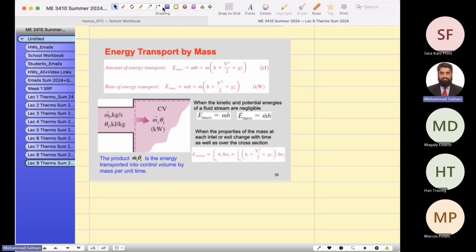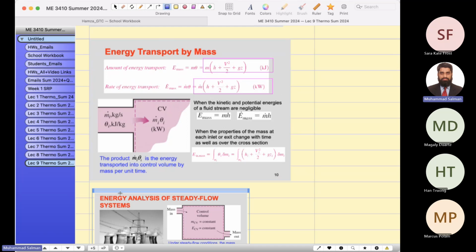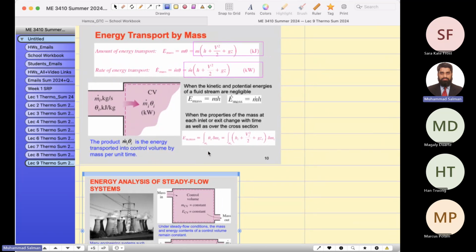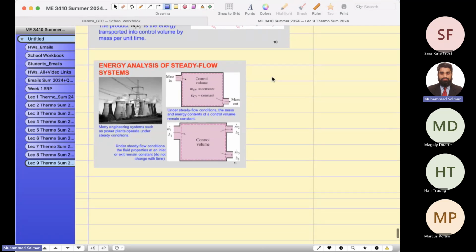Now look, energy transport by the mass: this is the mass, but if you multiply by the rate, it is m dot. So it's the same concept. Don't worry about this one. If it is an integral, you mean you have to find out the changes by integration. Usually we will be applying these two equations most of the time. Okay, and now energy analysis of steady flow systems.